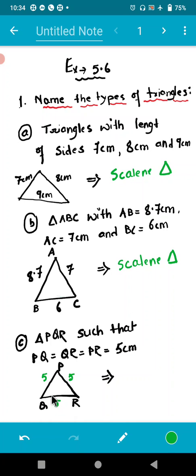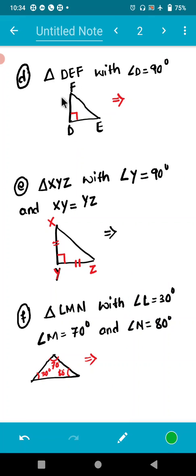Fine. Now let's move on to the next one, that is in triangle PQR, as you see all the sides are equal. So a triangle whose all the sides are equal is called an equilateral triangle.